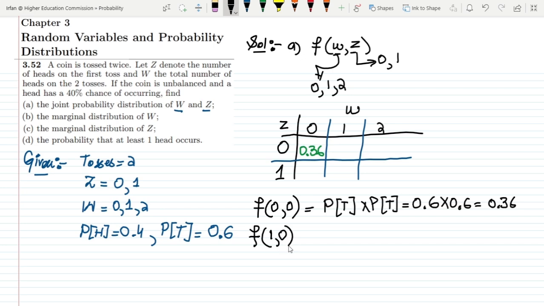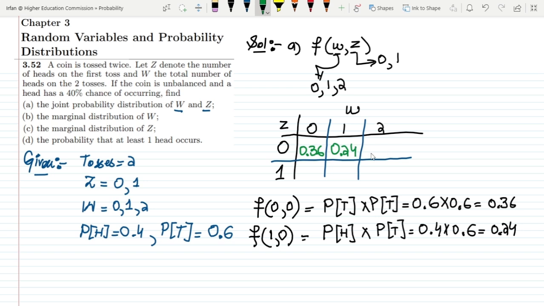Similarly now, F(0,1): the total number of heads here is 1, while the number of heads in the first toss is 0. So we can see that the second one will have the heads. Therefore I will have the probability of heads multiplied by the probability of tails, so it would be 0.4 multiplied by 0.6, which is 0.24. Let me write it here as well: 0.24.